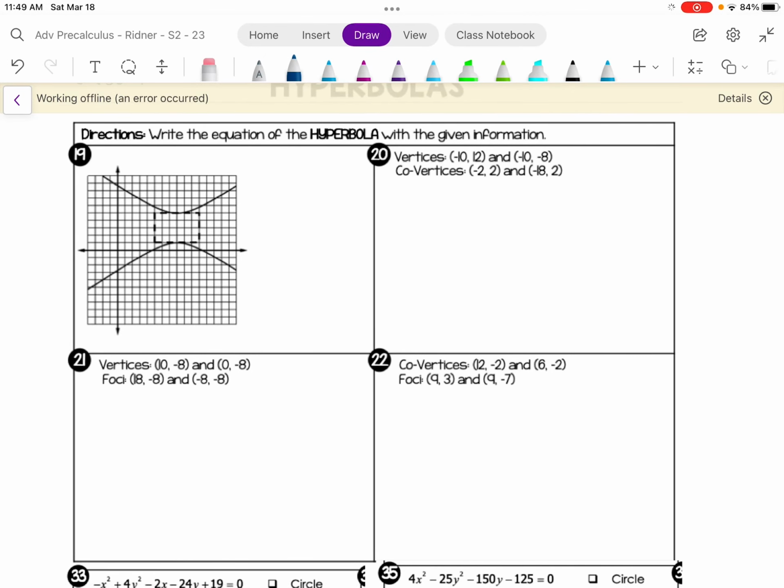All right, our next portion for hyperbolas, sorry, we're not in English class, is the writing equations part. So make sure to flip to the part that says writing equations, hyperbolas, and parabolas.